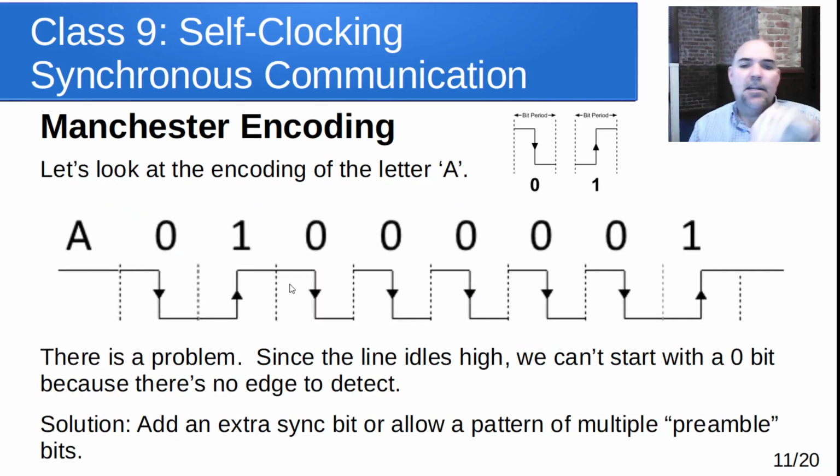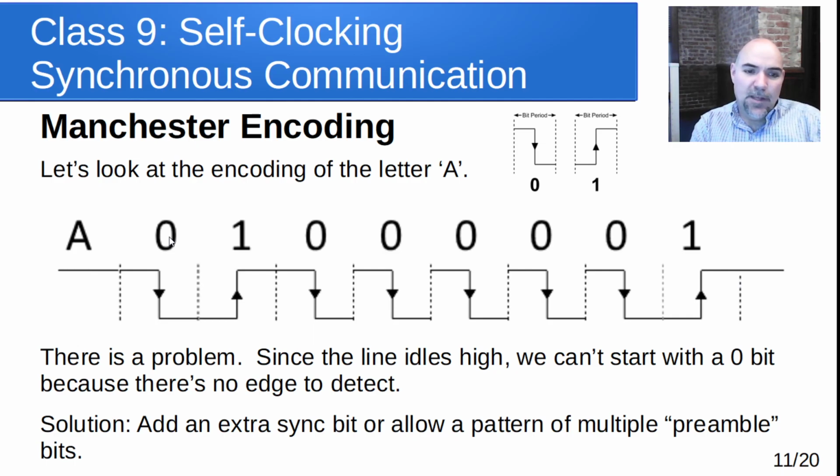Okay, so let's look at encoding the letter A with Manchester encoding. So the letter A, which is capital A, is a 65. So we have a 1 in the 64's place and a 1 in the 1's place. So 64 plus 1, 65. So there's what my pattern looks like going across there.